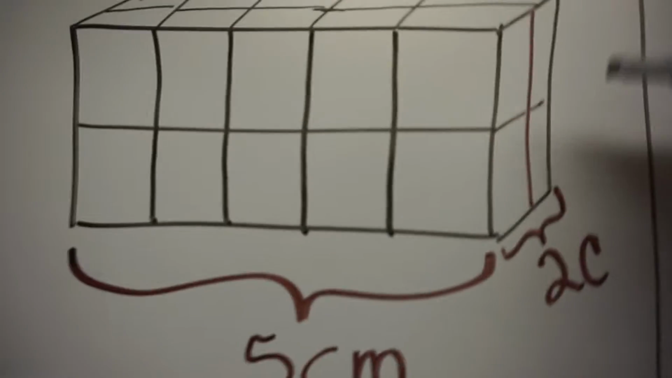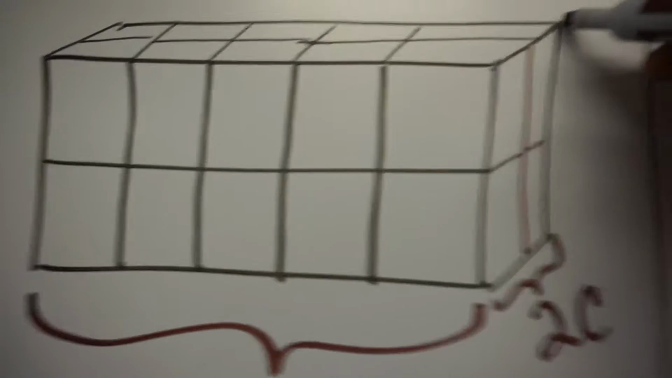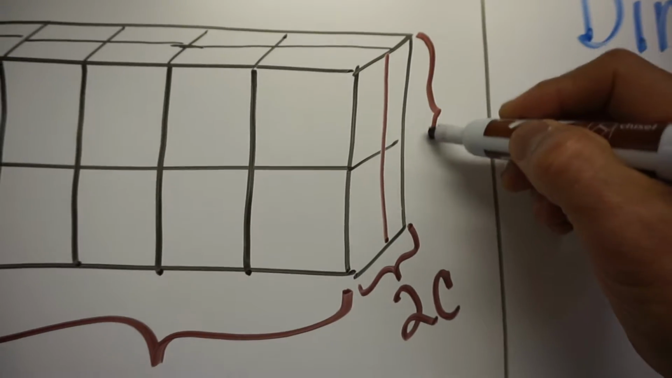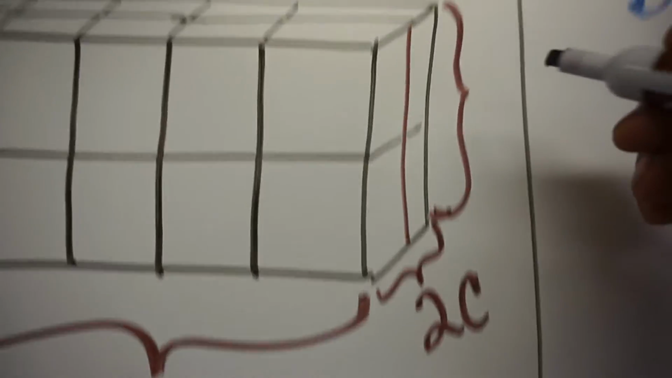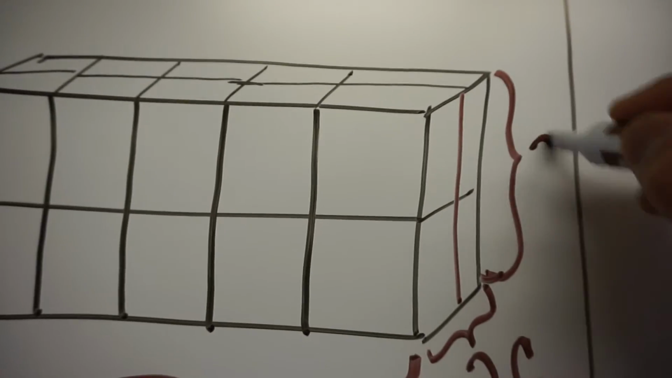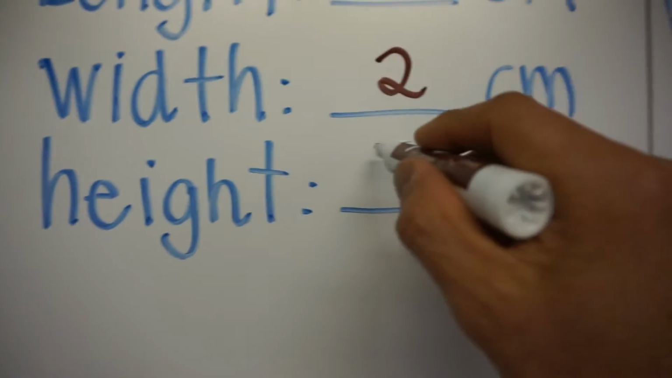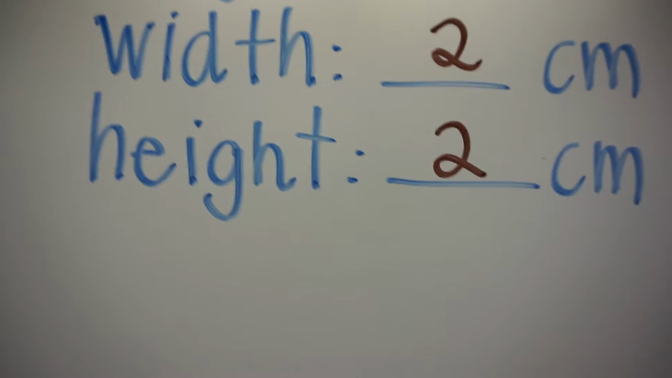And now we need to find the height. So the height will be from the top to the bottom, just like when you go to the doctor and they have to measure your height. And the height is 1, 2. So it's going to be 2 centimeters as well. Now we're going to plug that in here. So it's going to be 2 centimeters.